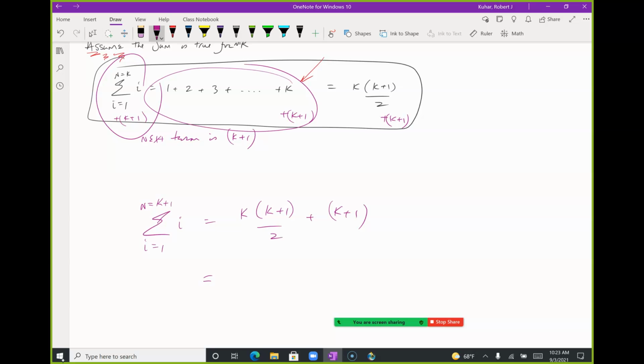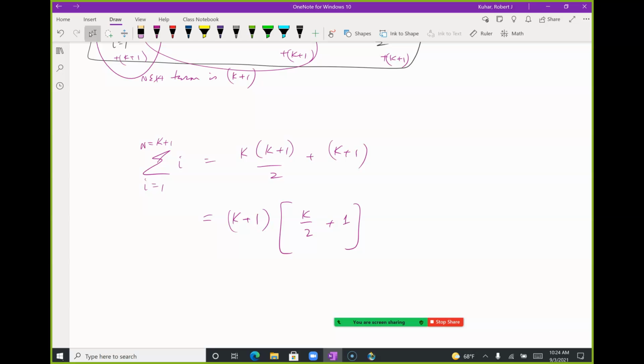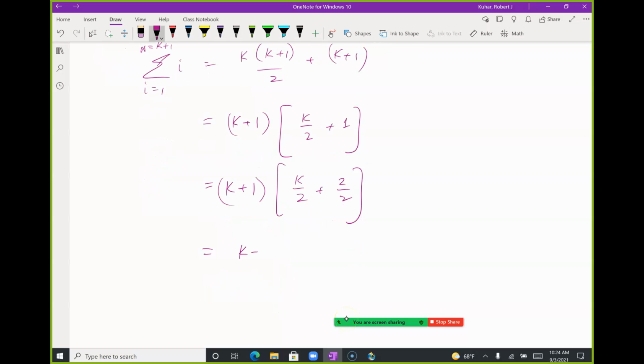All right, so that's what I'm going to manipulate. I add the next term, and I'm going to manipulate this right-hand piece every time I do one of these proofs. So I'm going to factor out, if you see, I can factor out a k plus 1. And what do I have left? I have k over 2 plus 1. And I'm going to get a common denominator there. So I have k plus 1 times k over 2 plus 2 over 2. And I can factor out the 2 now, so I have k plus 1 over 2 times k plus 2.